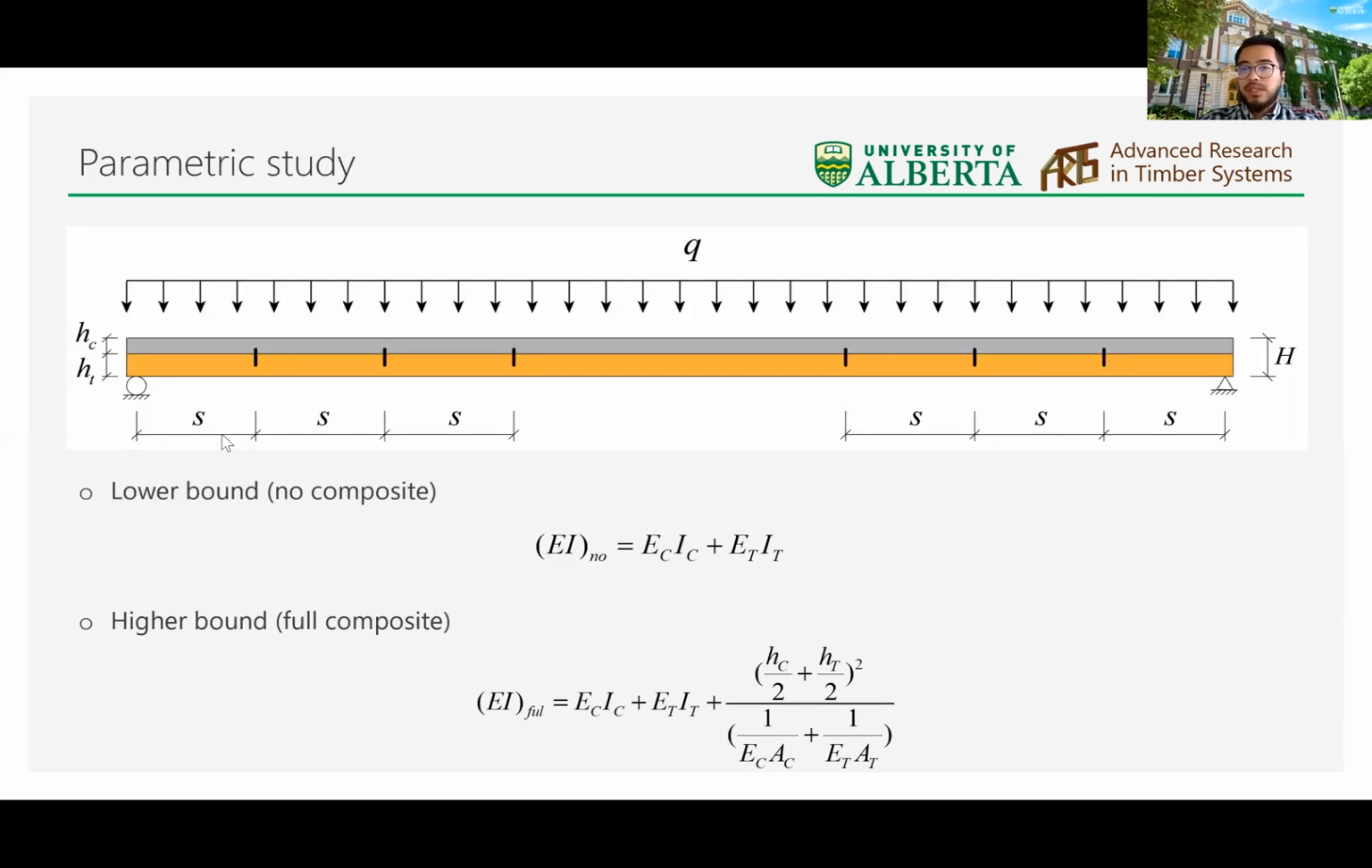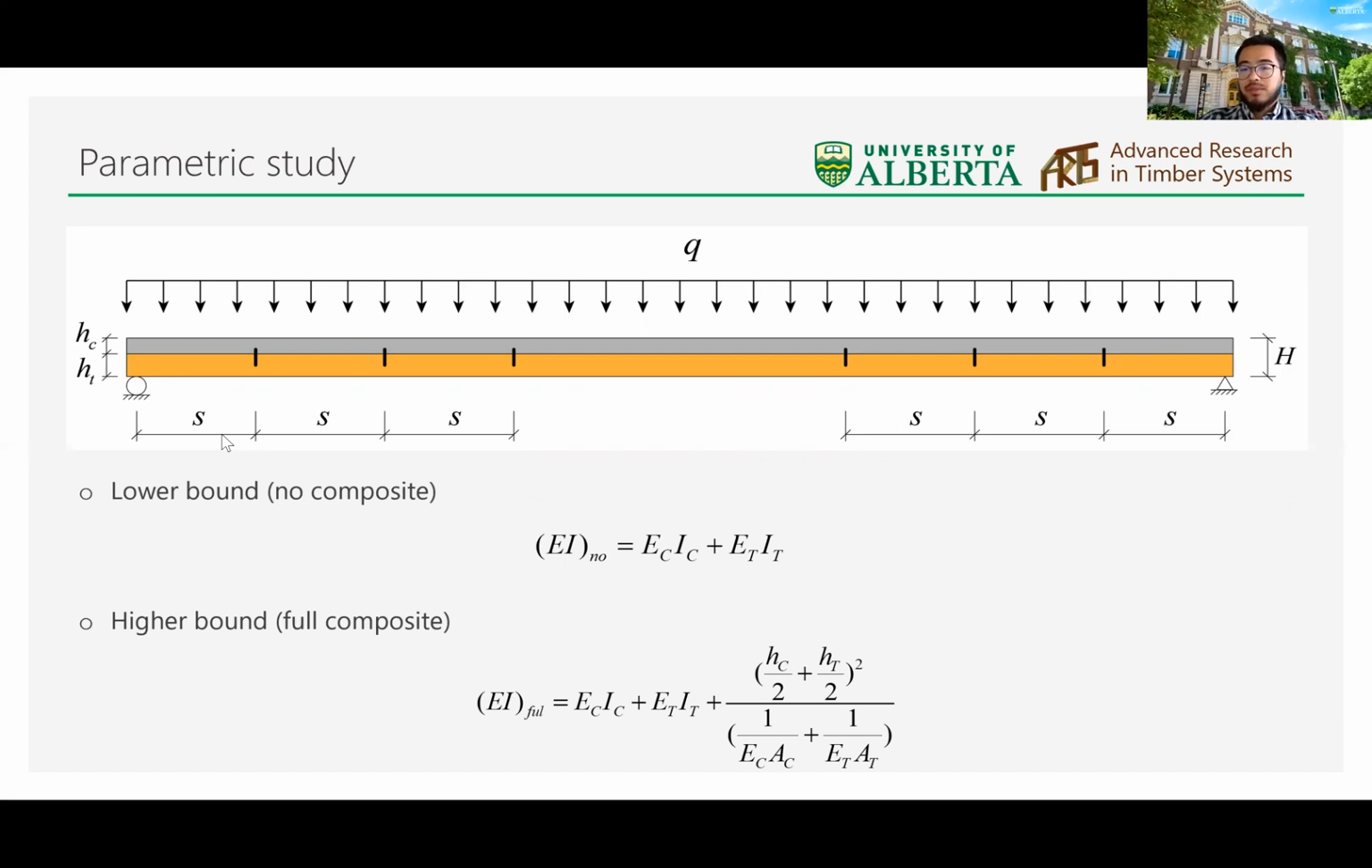So what can this composite beam model do? Except for determining the internal actions in the composite floor, this composite beam model can be used to optimize the composite floor design. So next, I'm going to talk about a parametric study on a composite beam connected with discrete connections. The factors I'm going to study are the relative thickness of concrete and timber, the connection stiffness, the number of connections, and finally the locations of connections.